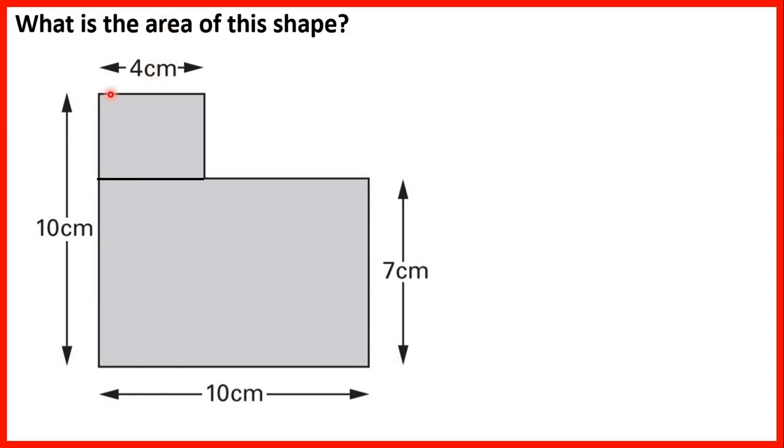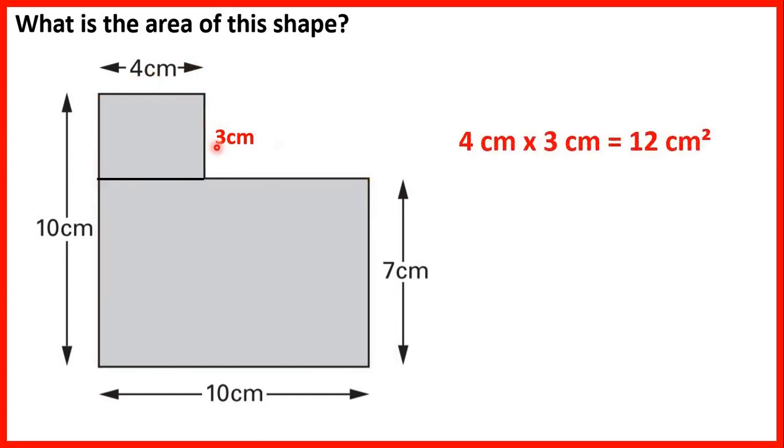So to find the area of a rectangle, we multiply the length by the width. But here we don't know what the width of this line here is. We can work it out because we know that this line is 10 and this line is 7. So we have 7 plus whatever this length here is equals 10. And 7 plus 3 is 10, so this length must be 3 centimetres. If we have 3 here and 7 here, that's 10 altogether.